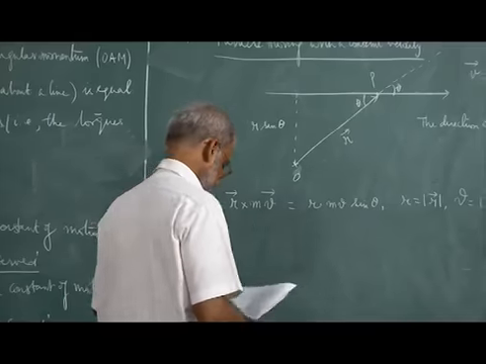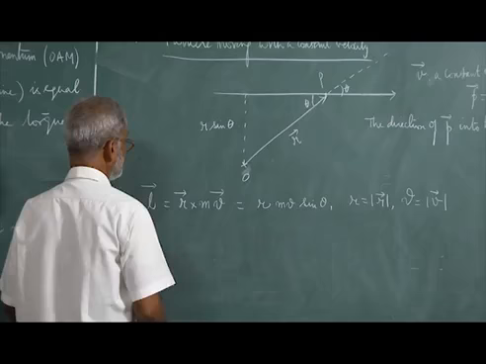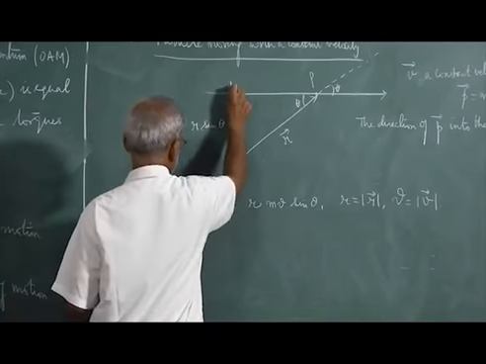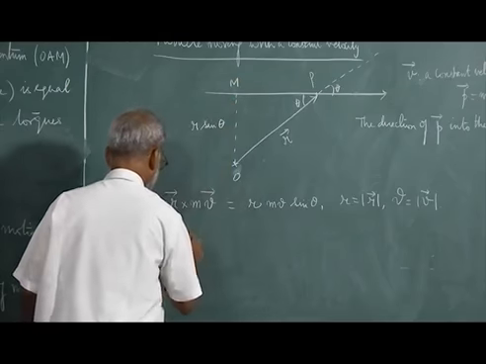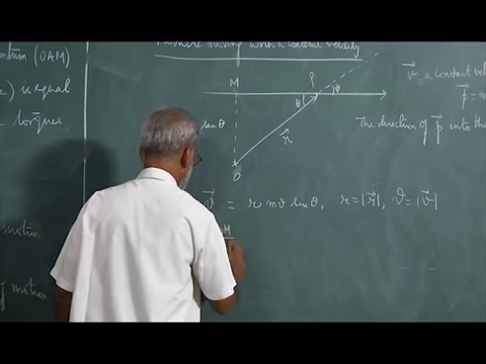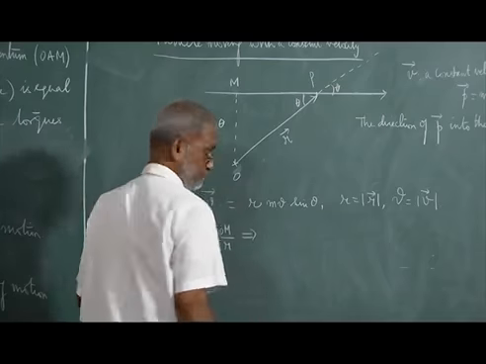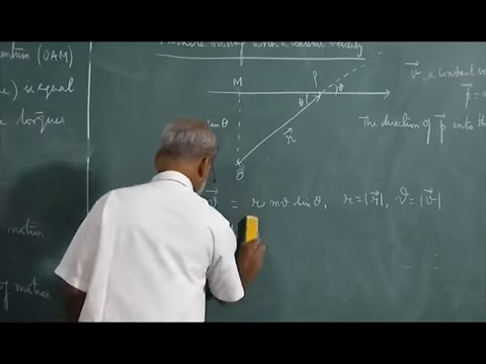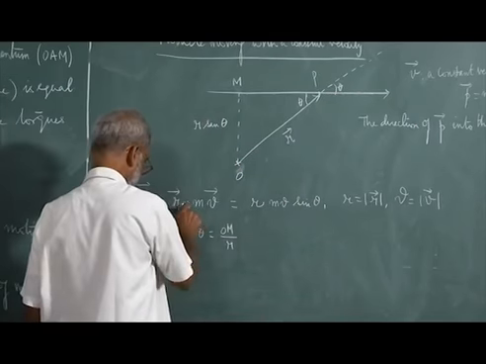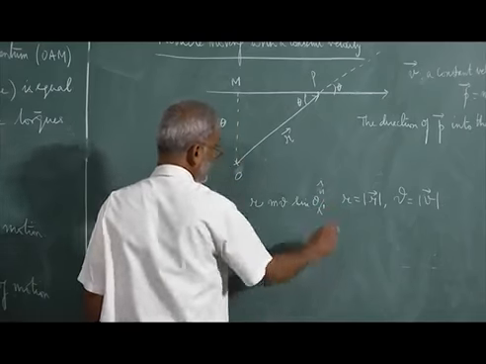Now, what I will do is, as the particle moves along the straight line, what is Om? I want to calculate. So, sin theta is equal to Om divided by r. Sorry, I have not indicated the direction. This is a vector. If I simply write this, it is not correct. This is the direction.